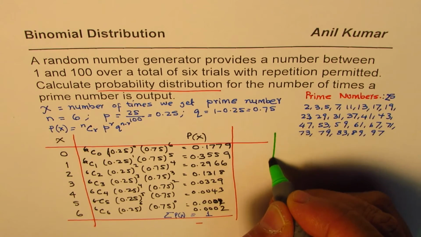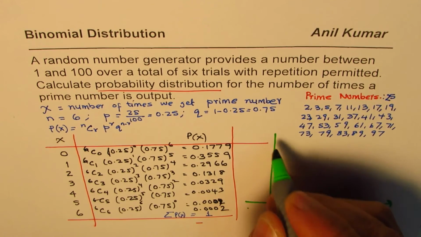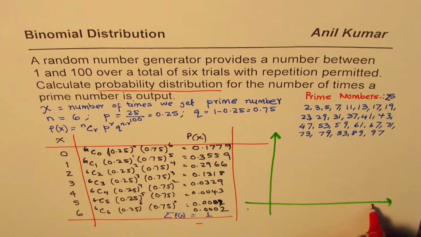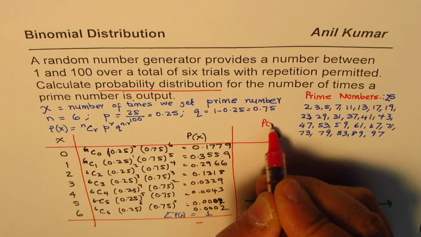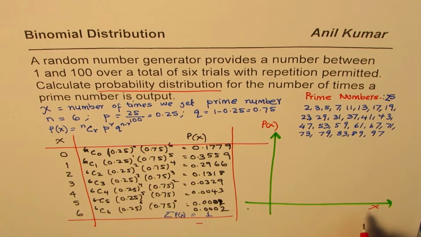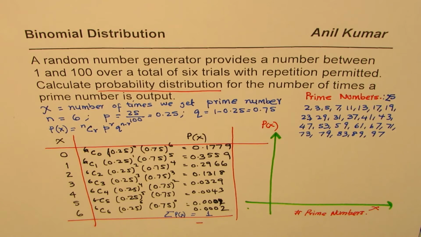I'm just making a rough sketch here. We have two axes. Along the horizontal axis will represent the random variable x, and along the vertical axis will represent the probability. These are the number of prime numbers, which could be 0, 1, 2, and 3.